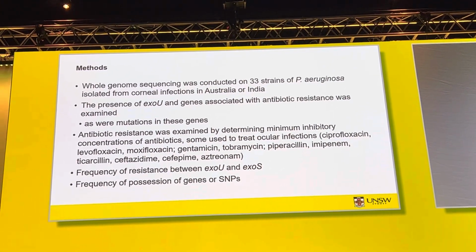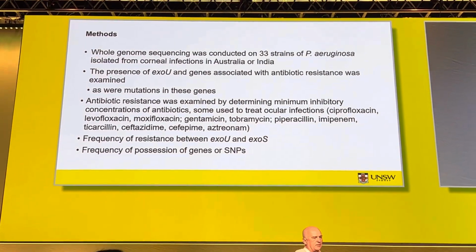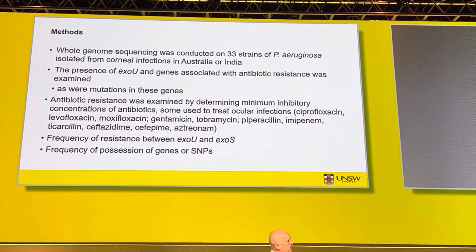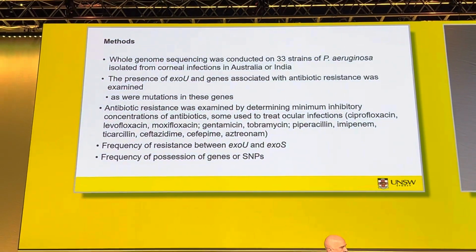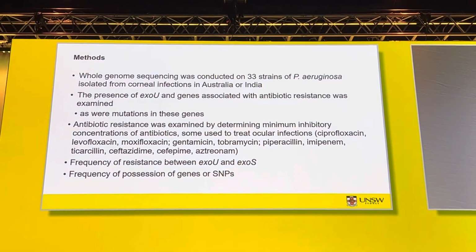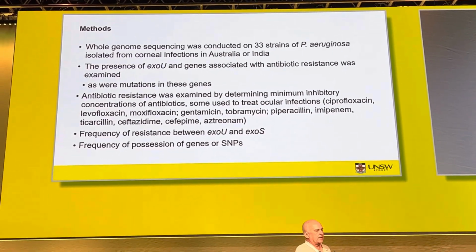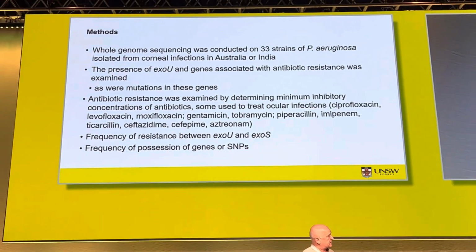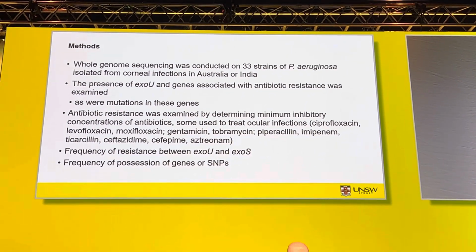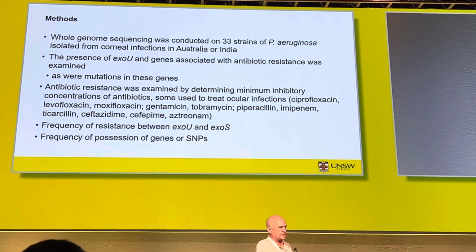So we've been doing whole genome sequencing of many strains of Pseudomonas that we've isolated from keratitis in Australia and India. We're looking for the presence of ExoU and other antibiotic genes that are associated with antibiotic resistance. We look for mutations in these genes, and we look to see how they relate to antibiotic resistance phenotypes, and then the frequency of the resistance between the ExoU and the ExoS, and the frequency of possession of genes or single nucleotide polymorphisms in chromosomally derived genes that are also involved in resistance.